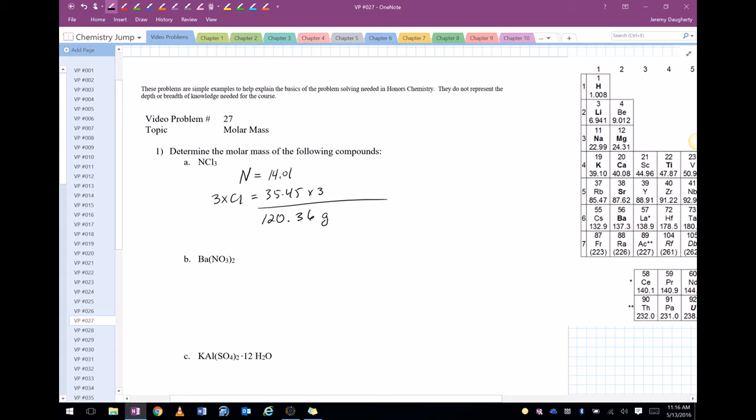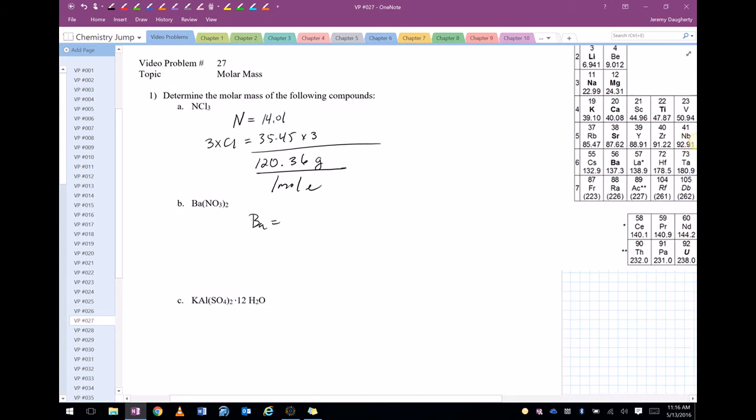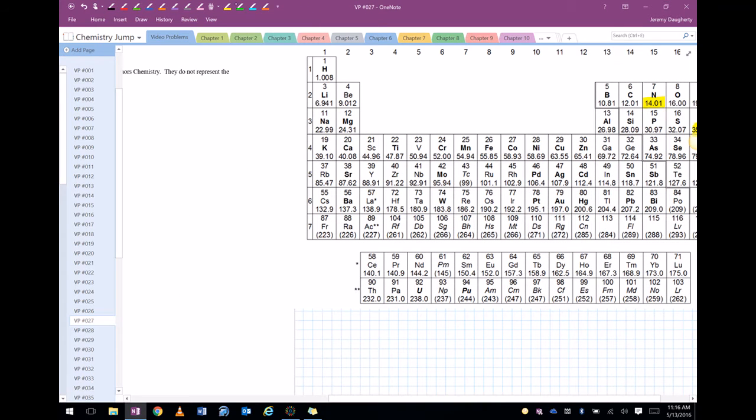Let's talk about units. The units are grams per 1 mole. So that's how much 1 mole of that compound weighs, 120.36 grams. Take a look at barium nitrate. Same deal. I've got 1 barium, so let's see, where's barium? Right here, 137.3 for barium.